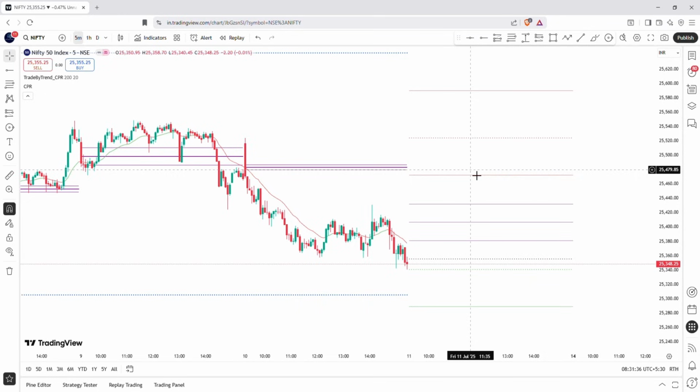So now you know how to add the best CPR and pivot indicators for both today's trading and tomorrow's planning, and how to use them like a pro.